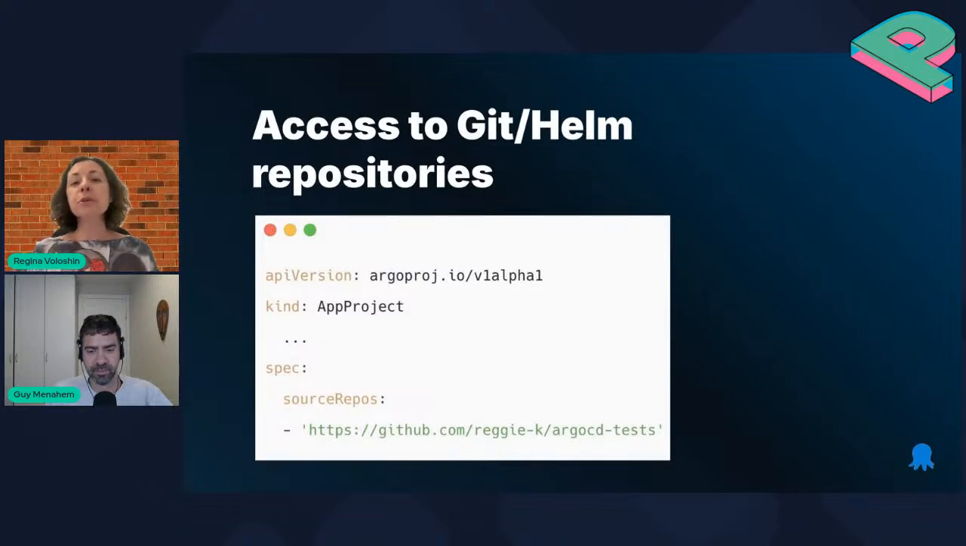So how would we restrict the access to Git or Helm repositories? This is how we would do this. We would use the stanza of source repos, and here we would list all the repositories that we trust. And then the applications under this project could only deploy from the repositories that are listed here.